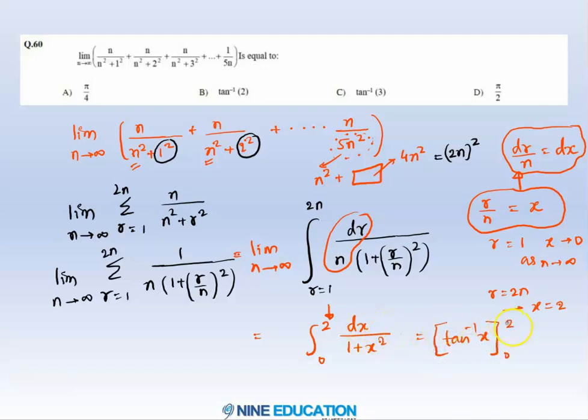Limits are 0 to 2, so I can put the limits. It will become tan inverse 2 minus tan inverse 0. Tan inverse 0 is 0, so left out answer will be tan inverse 2, which is option number B.